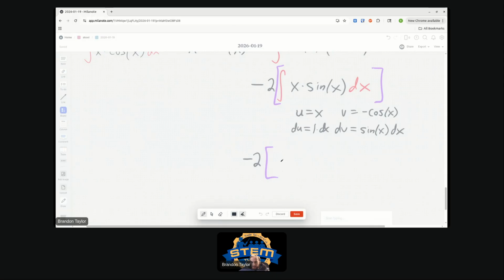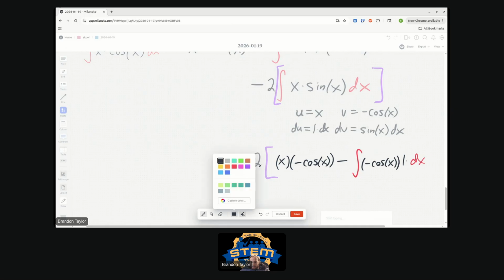So uv, that's x times negative cosine of x. And again, don't try to simplify yet, otherwise it's very risky. You'll probably make a mistake. And then minus, just blindly plug them in and simplify in a second step. Even though you go a little slower, it's worth it because you'll make fewer mistakes. So here, negative cosine of x, right? And then times du now, which is 1 dx. And it's a whole new problem inside these purple brackets.